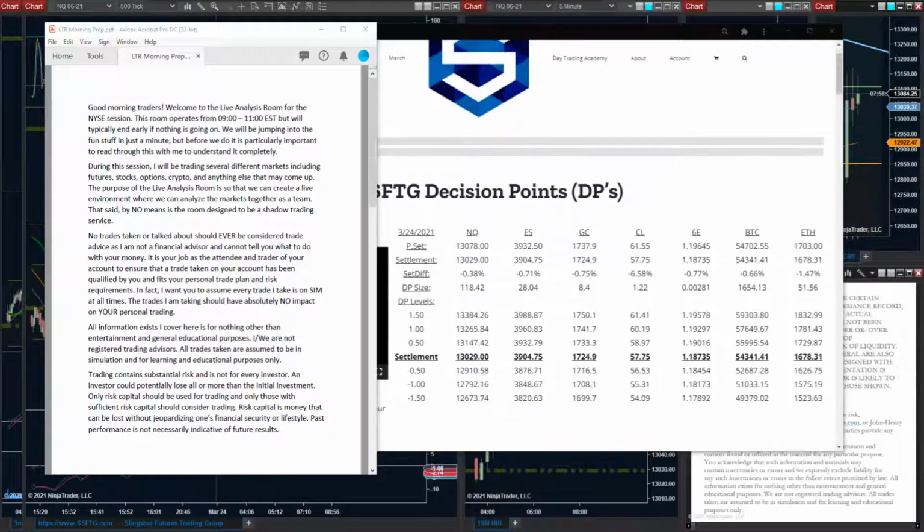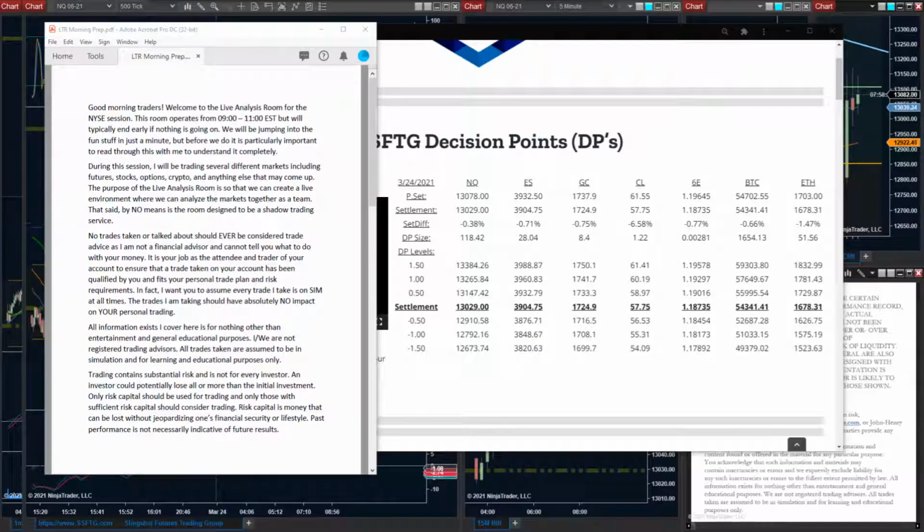Along with that, make sure to swing over to SSFTG/brief and grab your morning DP levels. Get those all taken care of so you've got all of the major turning points for today.